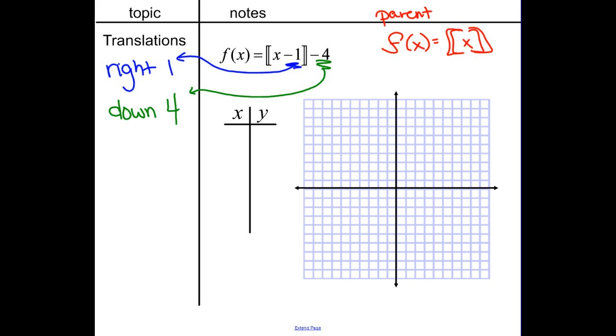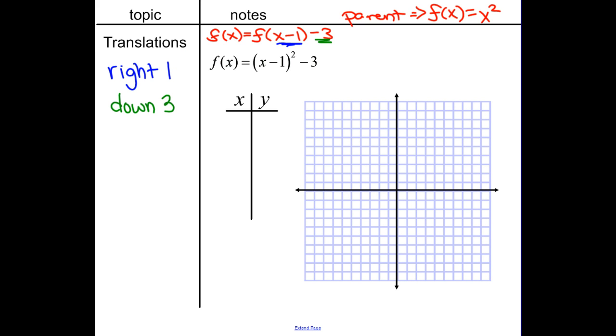All right, now that you can tell what's happening to them, let's go and graph each of these different ones. Remember back in the last parent function video, I said you need to memorize the x's that go into your parent function. And this is the reason why. I'm going to show you this here. So the parent function was x squared. What are my x's and y's? Those are my -2, -1, 0, 1, 2, and 4, 1, 0, 1, 4.